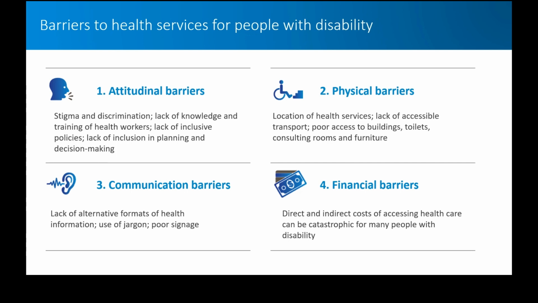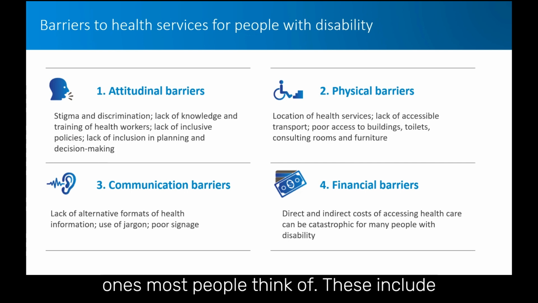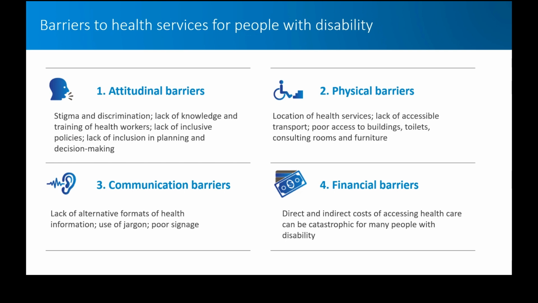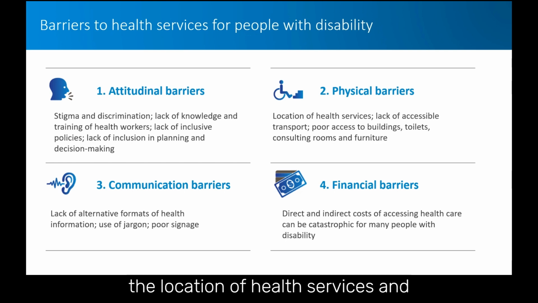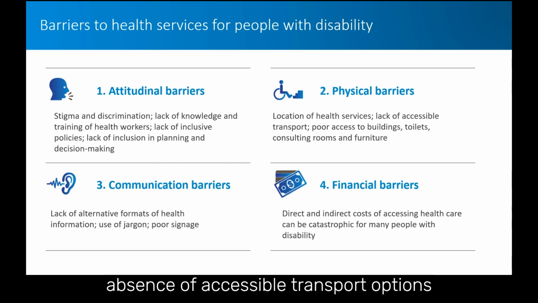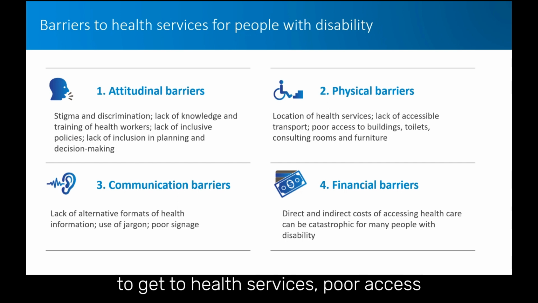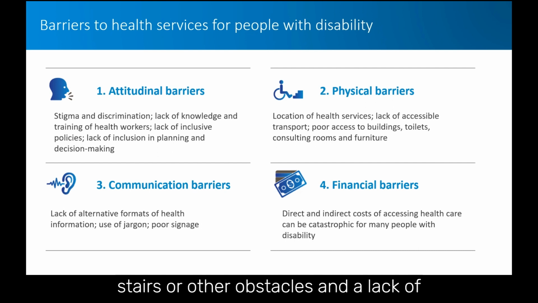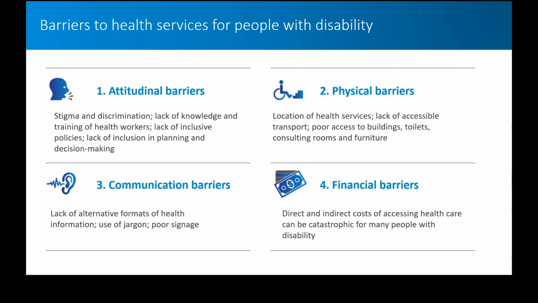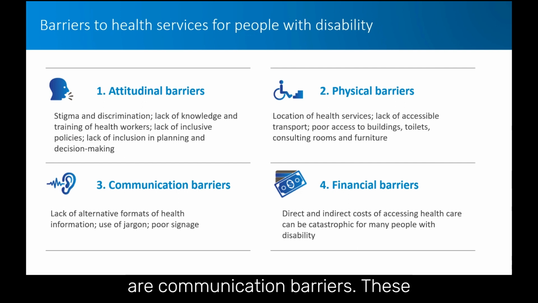Secondly are physical barriers, which are perhaps the ones most people think of. These include the location of health services, an absence of accessible transport options to get to health services, poor access into health facility buildings due to stairs or other obstacles, and a lack of accessible toilets or furniture in consulting rooms. Third are communication barriers.